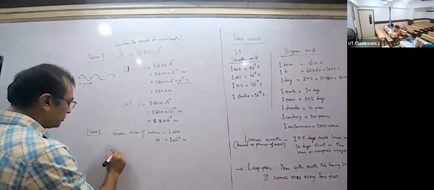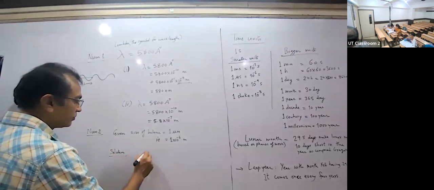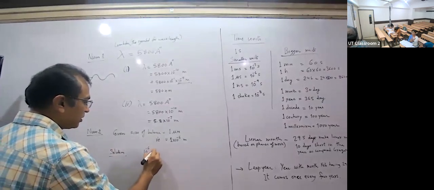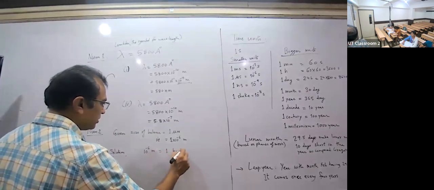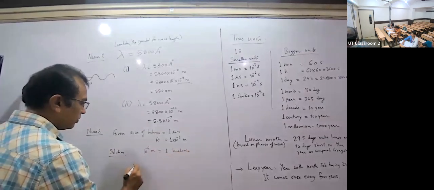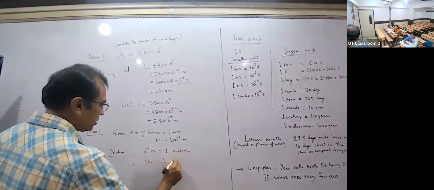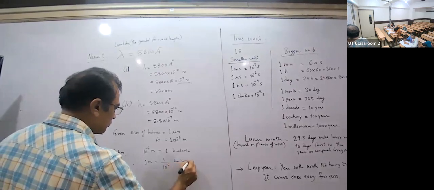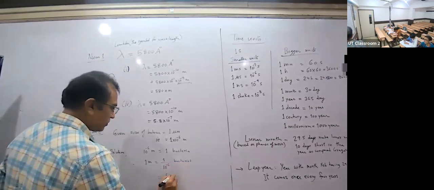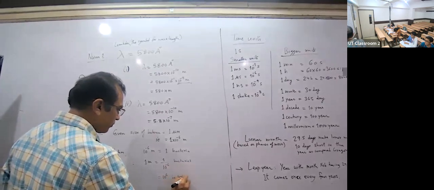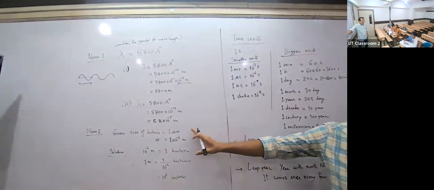So solution. What is given? Given is since 10 raised to minus 6 meter corresponds to 1 bacteria. Isn't it? Yes. Therefore, 1 meter will correspond to 1 divided by 10 raised to minus 6 bacteria. So how much is this? 10 raised to 6. So 1 million bacteria. It's a pure unitary method. Just a play of given data.